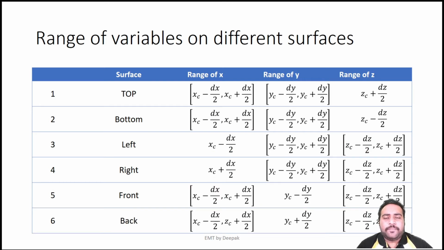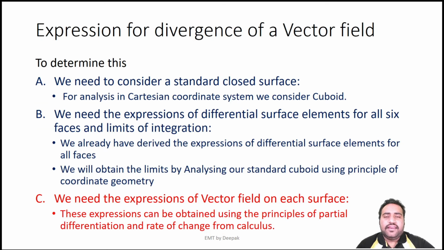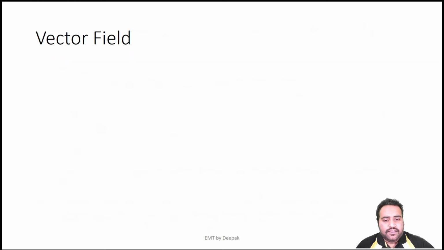In front surface and back surface, the values of y are constant, but the values of x are changing. Now, to determine the expression of divergence of a vector field, we need a third part, that is the values of vector field at the particular surfaces. To understand that, let us dive deep into these vector fields.